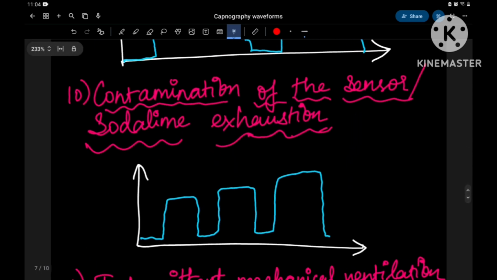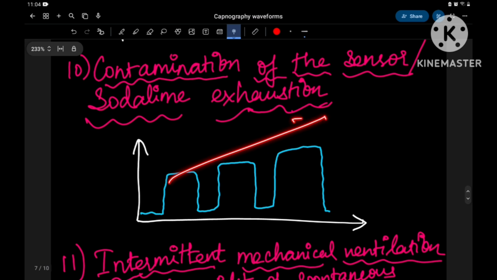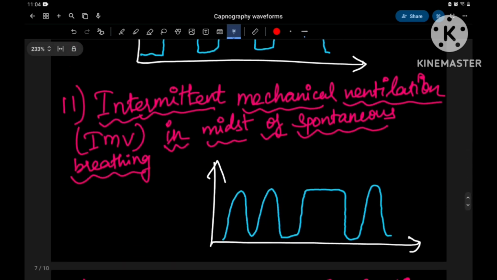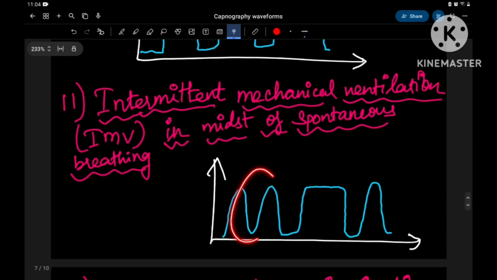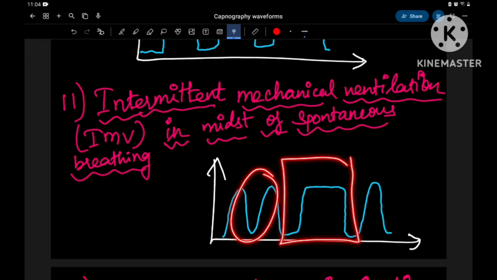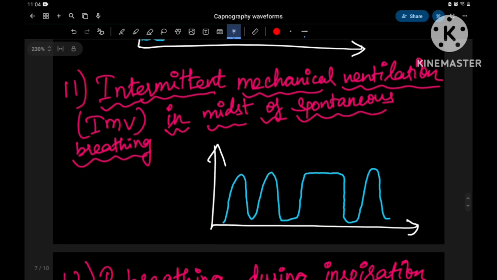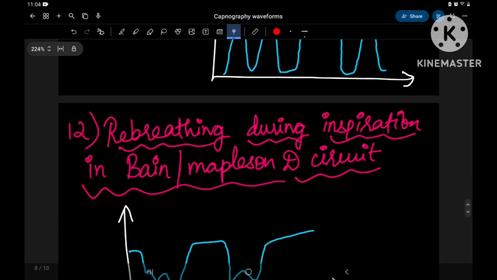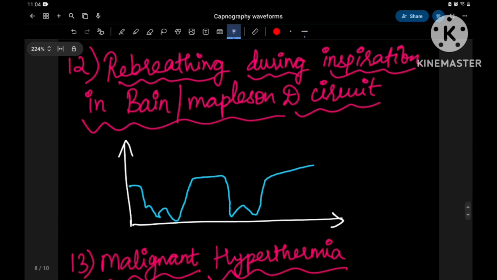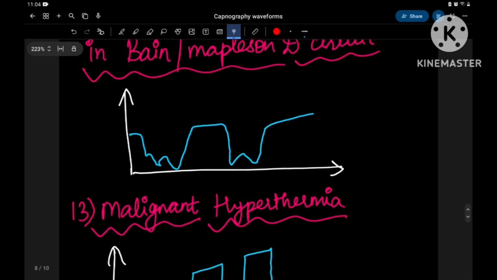Contamination of the sensor, soda lime exhaustion: you can see that there is an increasing trend, and the angles have become narrow. Yes, it's IMV. In the midst of spontaneous breathing, you can see a clear single normal mechanical ventilation curve in the midst of spontaneous breathing curves. Next, rebreathing during inspiration, Mapleson D. You can see that it's highly disorganized with one normal mechanical wave curve.